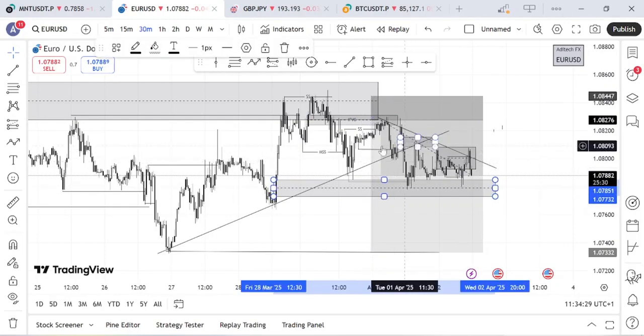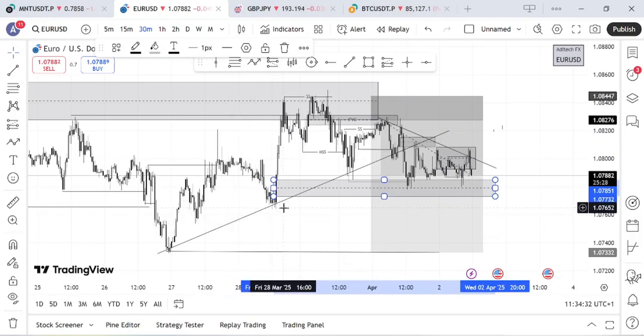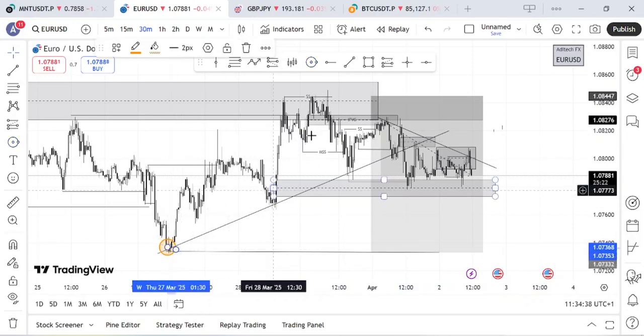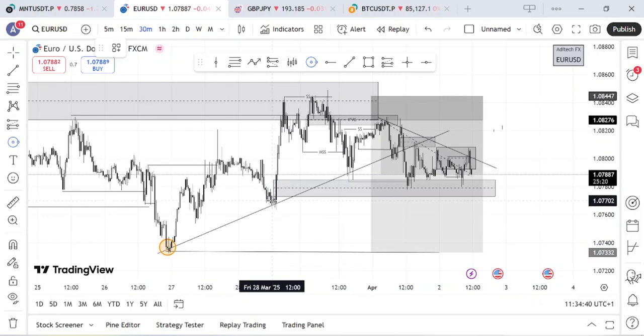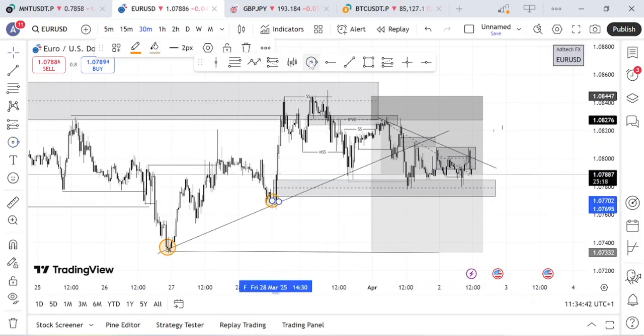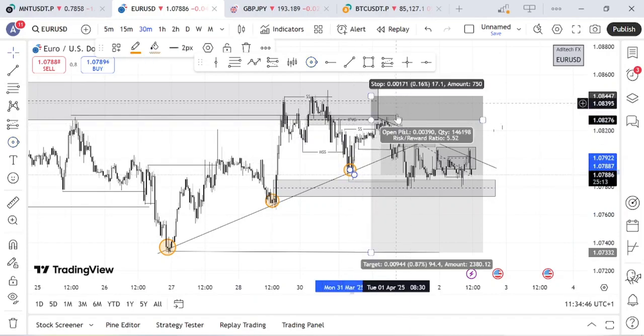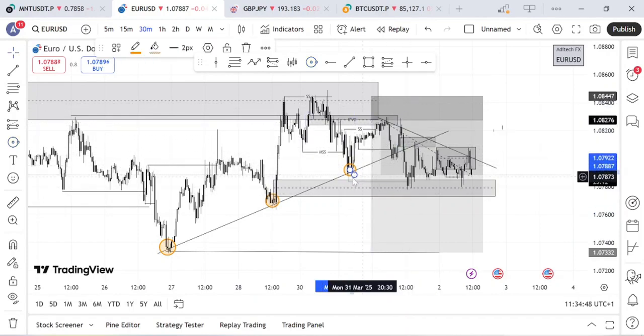So price came back, and I saw this trend line broken. We had the first touch right here. Anytime you have a trend line that has many touches, expect it to be broken, right? I had the first touch, second touch, and I have the third touch. I expect the fourth touch to be broken. So price broke the trend line.